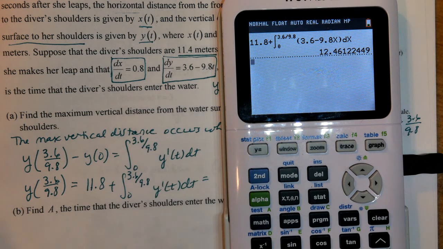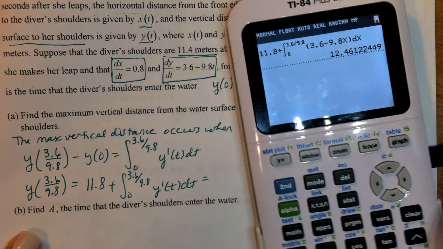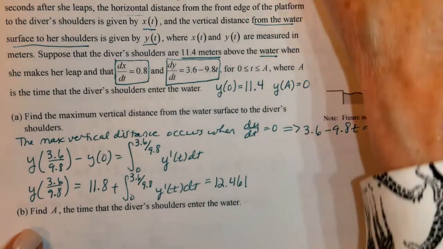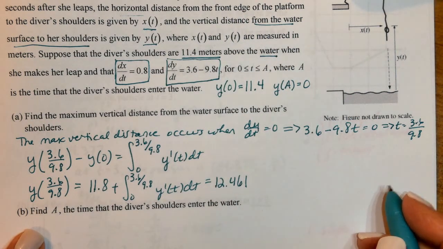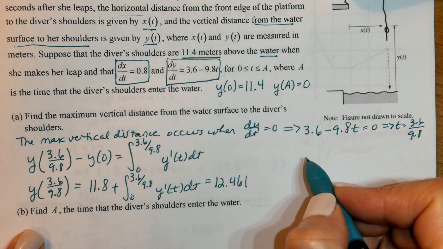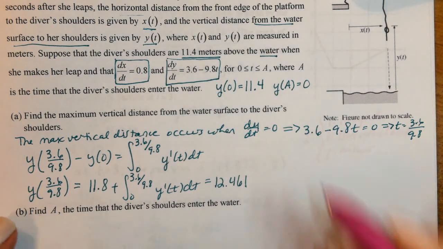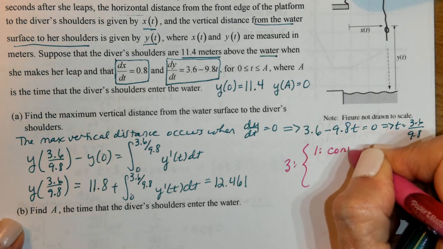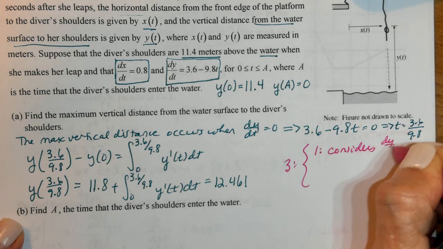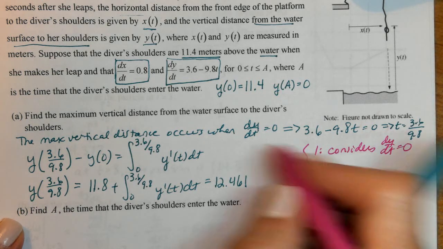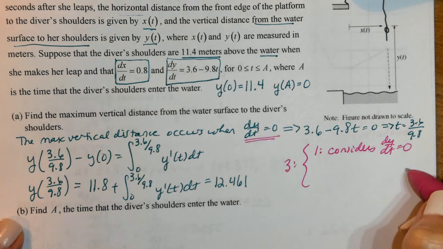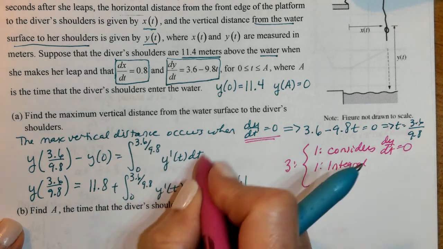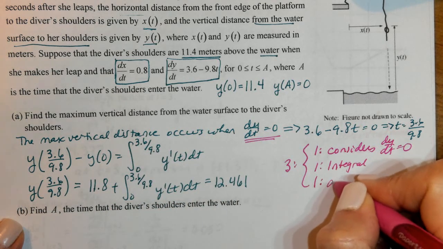Okay, so 12.461. And that is the maximum vertical distance from the water surface to the diver's shoulders. So this part was worth 3 points way back in 2009. 1 point for considers dy/dt equals 0. That was the very first thing that we did. 1 point for the integral, our integral here, 1 point for the answer.